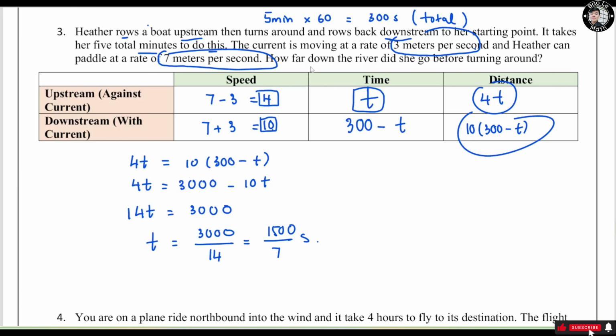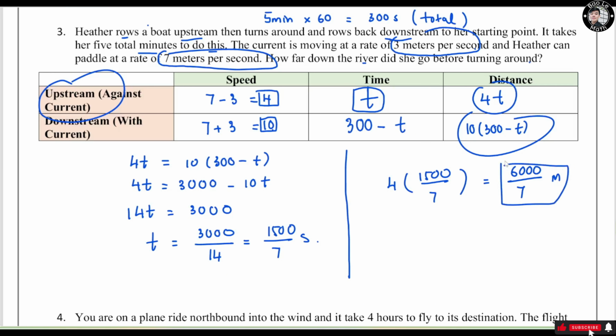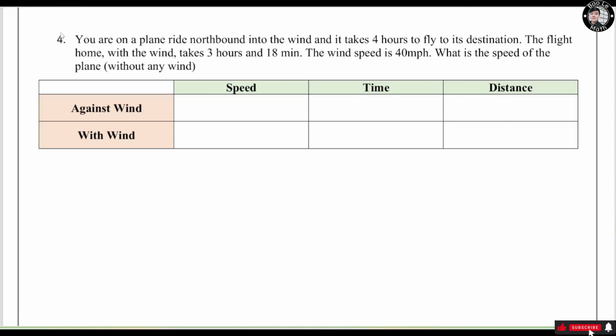Now we need to answer the question: how far down the river did she go before turning around? So looking at the figure, the upstream part right here, you have 4 times 1500 divided by 7. So it will be 6000 divided by 7 meters. Now let's move on to example number 4.